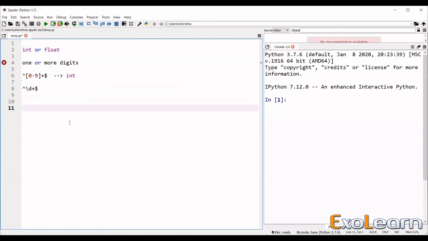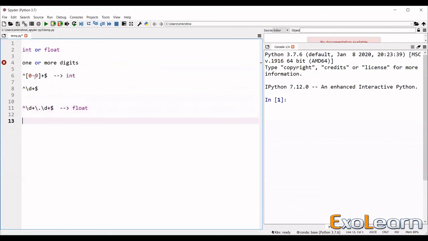Floats also have one or more digits, then a dot in between, and after the dot there could be one or more digits. So caret slash d plus, then a dot, but we know dot is a special symbol. So in order to remove the meaning of that special symbol, I need to use a backslash. After the dot also there should be one or more digits, so slash d plus again, and end immediately with dollar. So this is the pattern that matches floating point values.